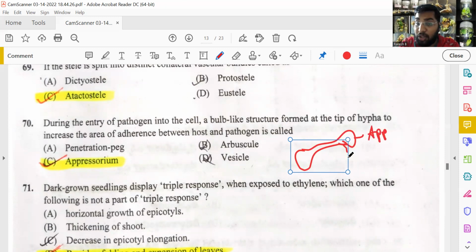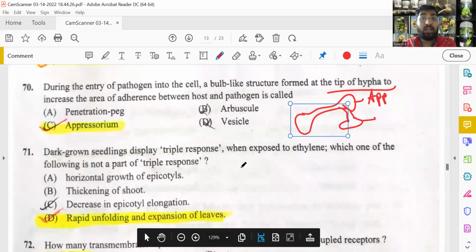From this bulged portion, small protrusions will come like this, and that is called your penetration peg. That helps in penetration. If they had asked which helps in penetration, then your answer would have been penetration peg. But here they have asked about a bulb-like structure formed at the tip of the hyphae to increase the area of adhesion. So the answer is appressorium. The penetration peg is formed from the appressorium. It helps in penetration and goes deeper into the host cells.